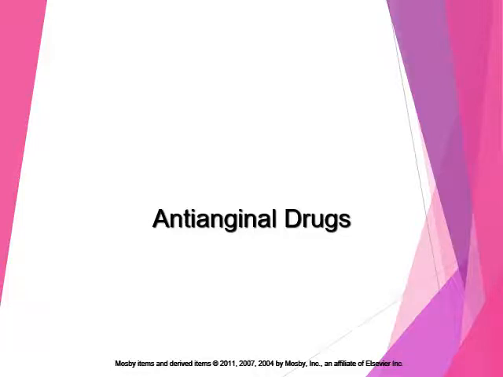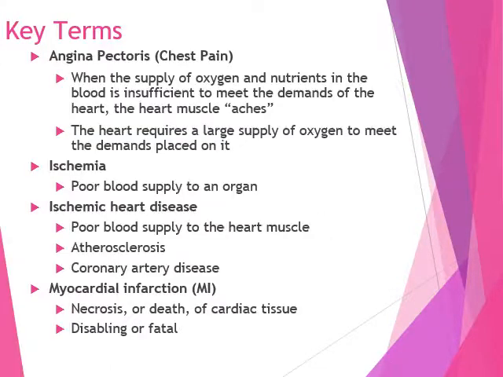Okay, let's go over anti-anginal drugs. First, let's start off with some key terms, some concepts you need to understand and know what these terms mean. Let's start with angina pectoris, or chest pain, which is when the supply of oxygen and nutrients in the blood is insufficient to meet the demands of the heart muscle. It aches, quote unquote.